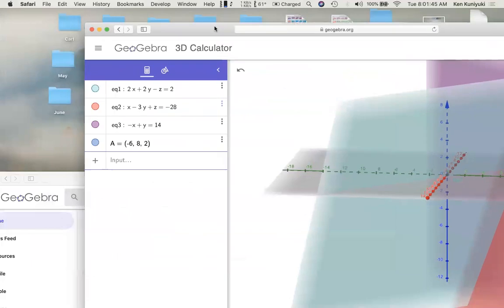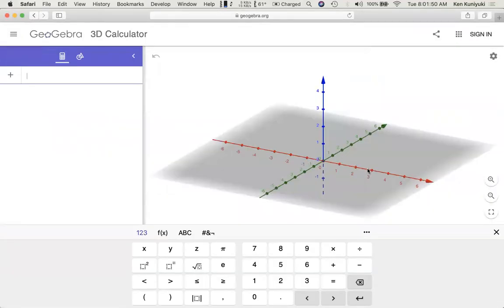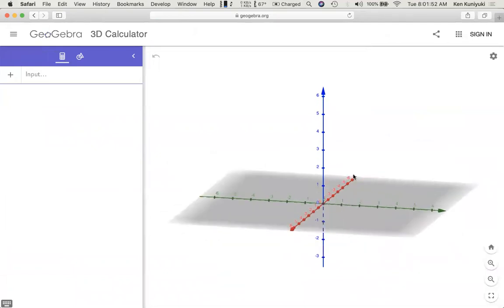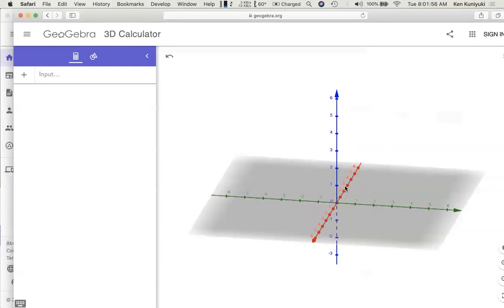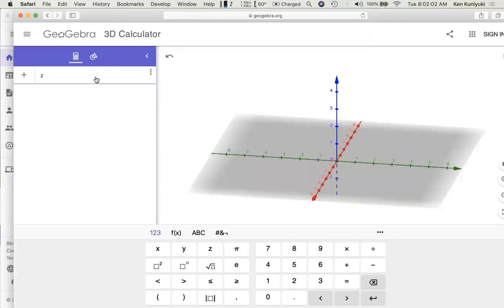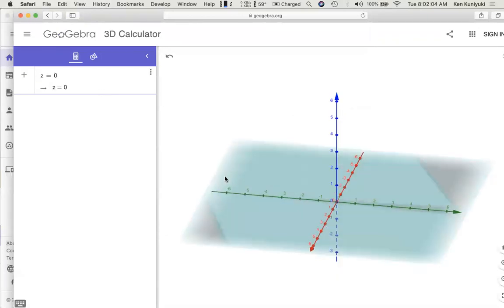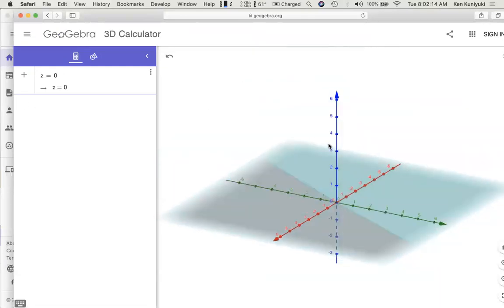Okay, now I'd like to go back to the original setup. Let's reorient these. Okay, so together, the x-axis in red and the y-axis in green make the xy plane. That has equation z equals 0. It's kind of hard to see, but in blue, that's like the floor. That's the xy plane, z equals 0. It contains the x and y axes.